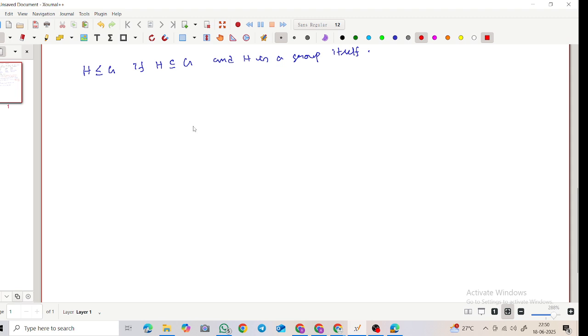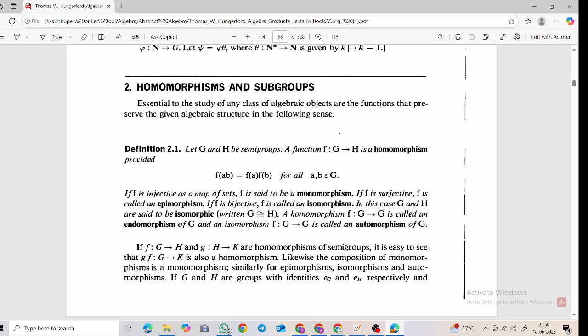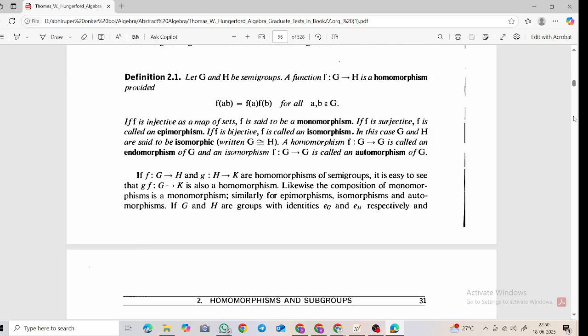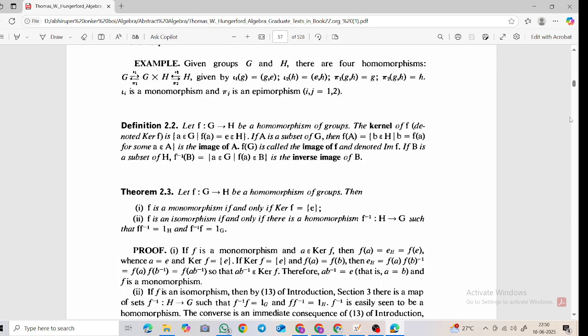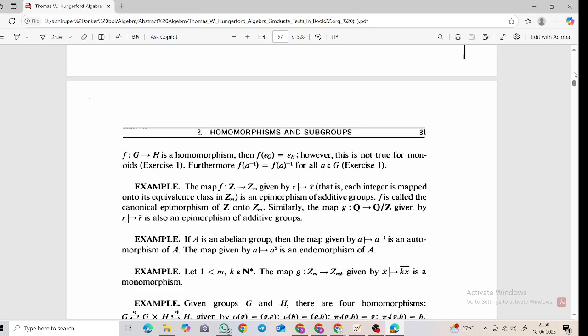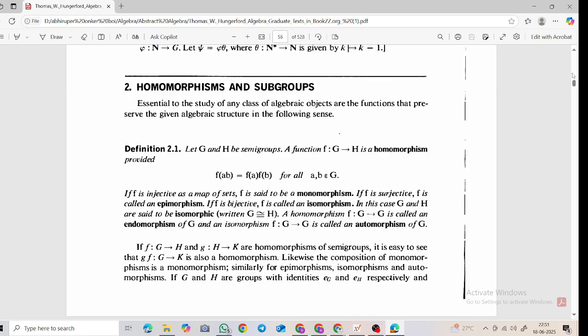What about group homomorphisms? Whenever we go to Hungerford, you will see a lot of notions of semigroups or something like that, okay? You don't need to pay attention to those things. We are not talking about monoids or semigroups. We are only bothered about groups. Clear enough? We are only bothered about groups, okay?